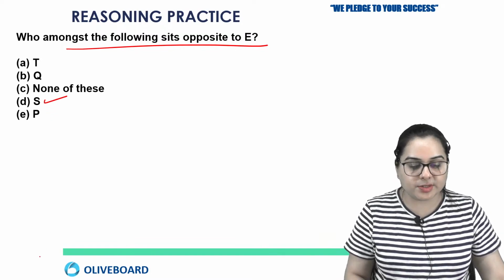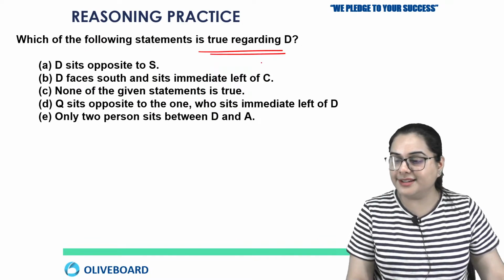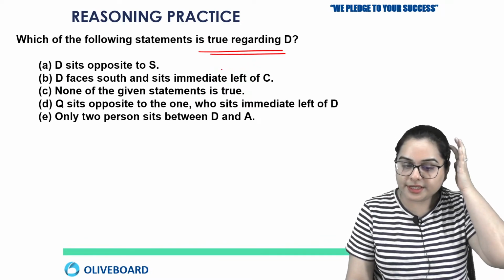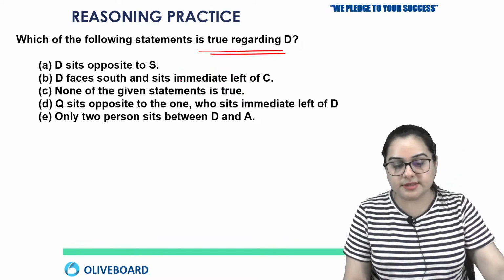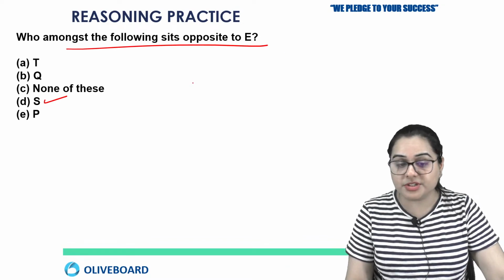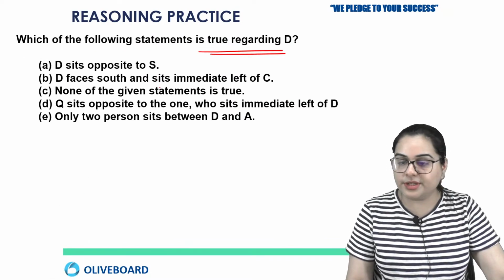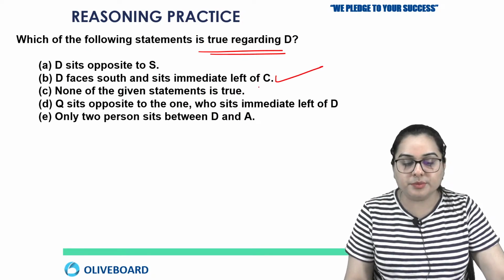Okay. Next question. Which of the following statements is true regarding D? D sits opposite to S. That is wrong. D faces south. That is correct. And sits immediate left of C. That is also correct. So here the answer will be option number B.